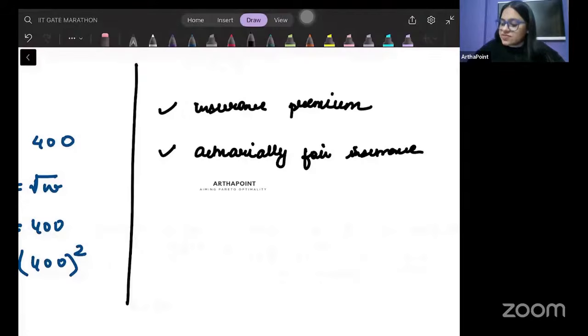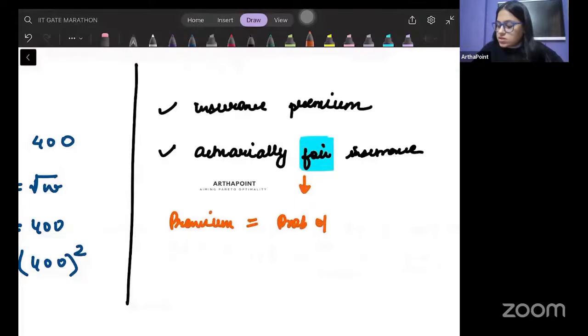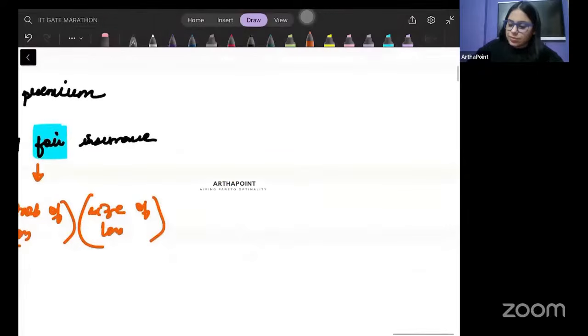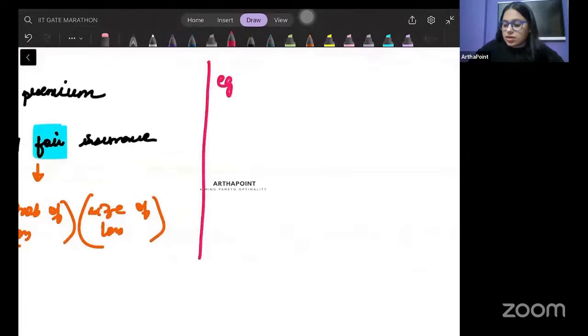So we had said that fair means that you will pay premium equal to probability of loss into size of loss. This is the formula for actuarially fair insurance. So for example, if I tell you that there is this person and he can get a heart attack 10% of the time. If he gets a heart attack, he will not be able to work and he will lose, his wealth will be 50,000.